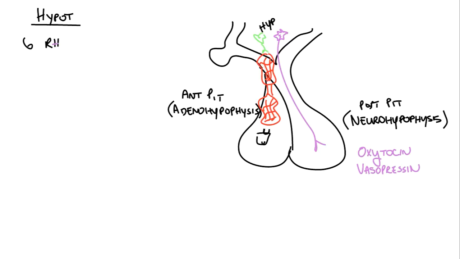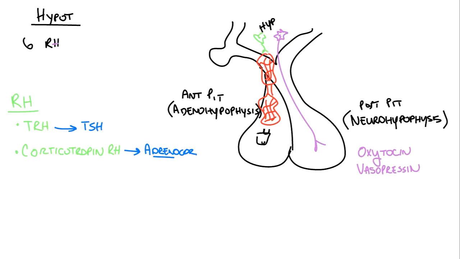So let's talk about these releasing hormones. The first one is TRH. I'm not going to write all of these out. TRH, or thyrotropin releasing hormone, goes to the anterior pituitary to make TSH, thyroid stimulating hormone, or thyrotropin. The next one is corticotropin releasing hormone. Then it goes to the anterior pituitary to make adrenocorticotropin. Okay? Adrenocorticotropin. We can sort of guess where that's going to go, what its target would be, of course, the adrenals.